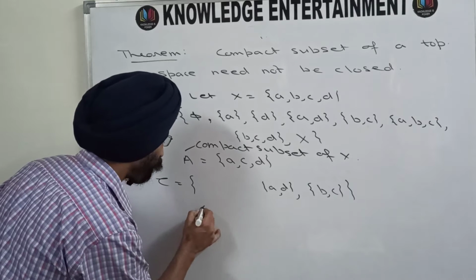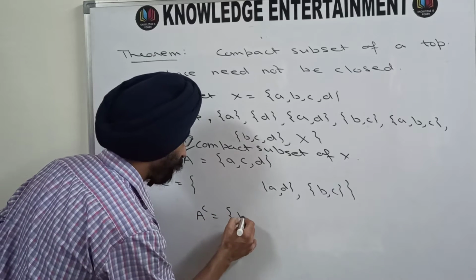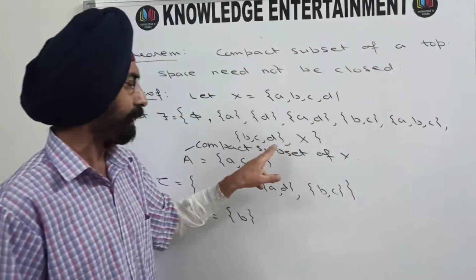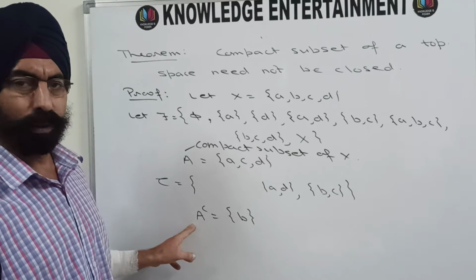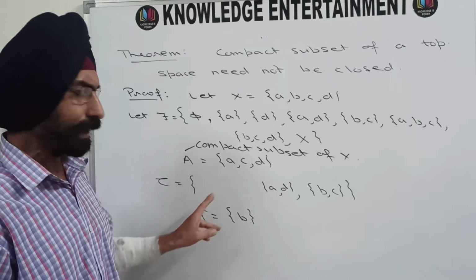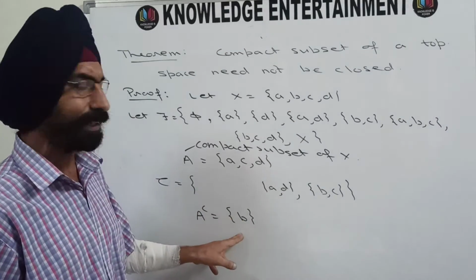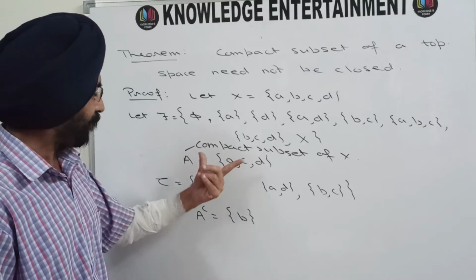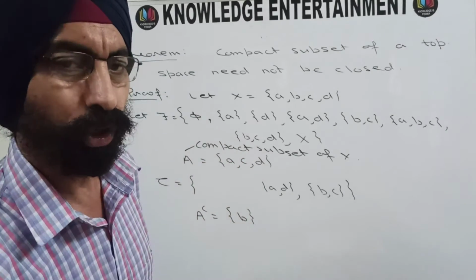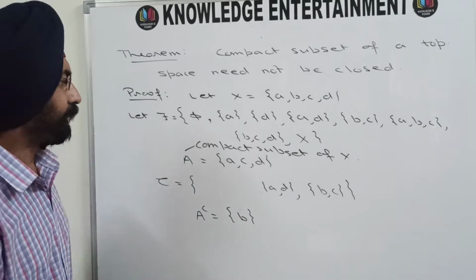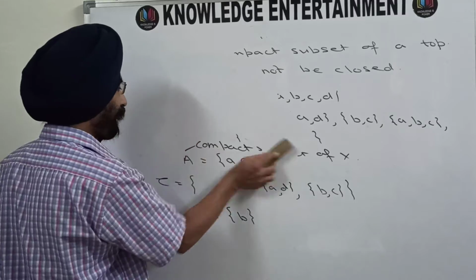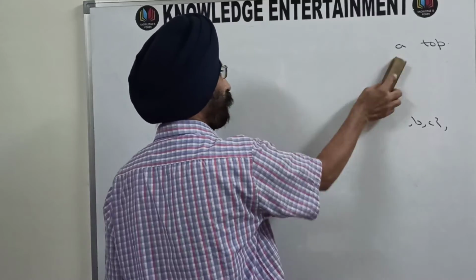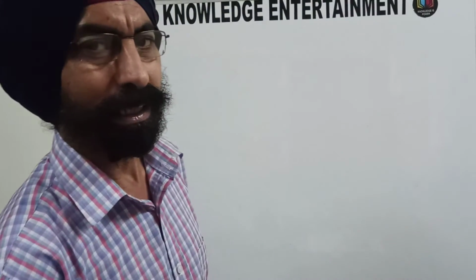Why? Because the complement of A has only one element B, and this is not an open set here. If A is to be closed, then A complement must be open, but A complement, that means the singleton set B, does not belong to your topology, so it is not an open set. So that means A is not closed. So there is a compact subset of X which is not closed, and it proves that a compact subset of a topological space need not be closed. So the condition that the topological space must be Hausdorff cannot be dropped.